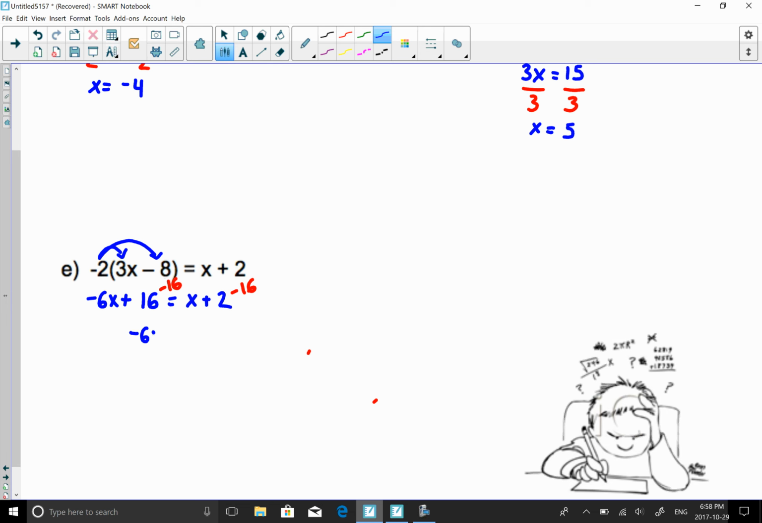So this becomes negative 6x. That's x. 2 minus 16 is negative 14. I still have this x I don't want here, so I'm going to subtract x on this side, because that's the opposite of positive x, and subtract x here. That leaves me with negative 7x equals negative 14. And lastly, divide both sides by 7. So then x equals 2. Negative 14 divided by negative 7. Negative divided by negative is always a positive.